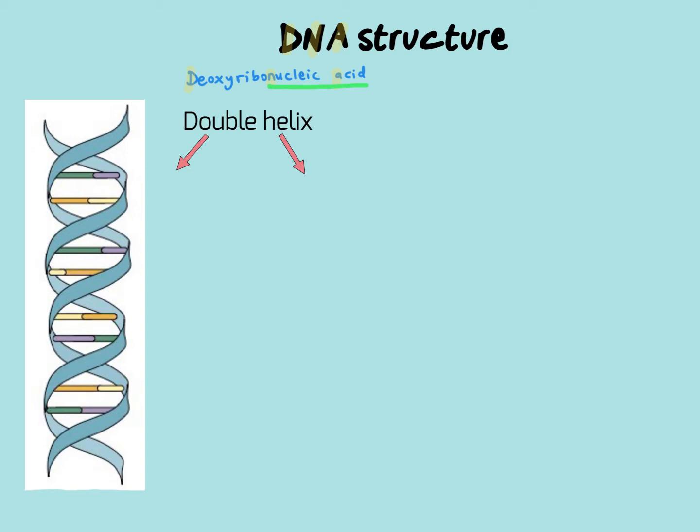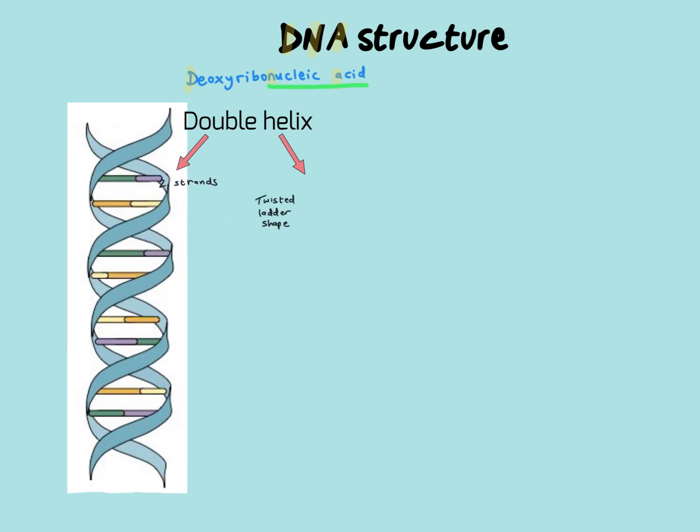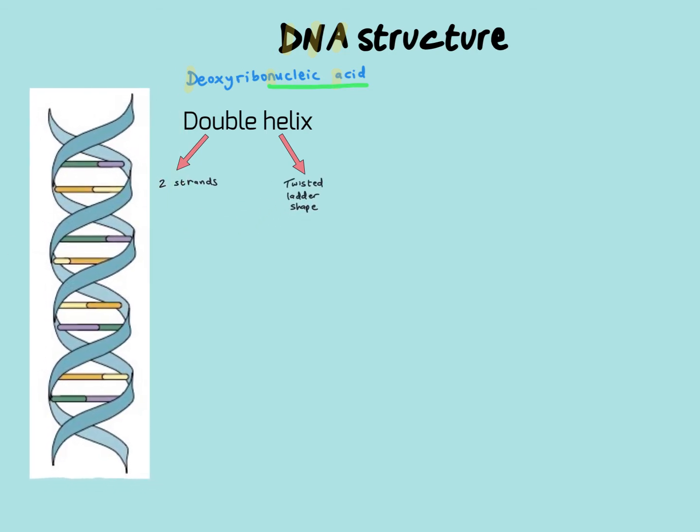So this is the typical molecule of DNA. It has this coiled shape that you can see nice and clearly here. It looks like a twisted ladder. So the technical term that we use to describe the shape is a double helix. Double meaning it is made up of two strands, and helix meaning it is a twisted ladder shape.